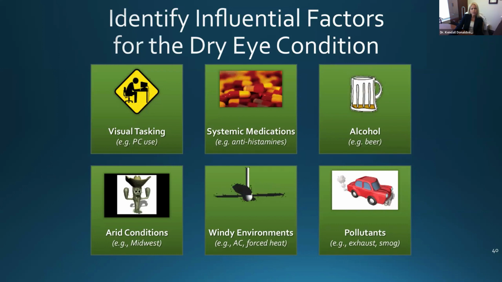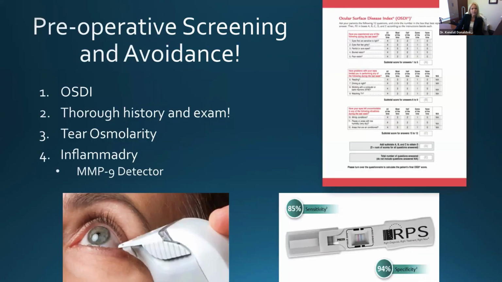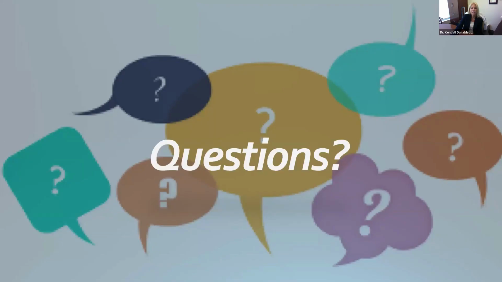We also have to help patients identify the influential factors for their dry eye condition, whether they sit at a computer all day or other things listed here that can really affect the ocular surface. So this is how we do our screening here in our office. Again, just be consistent, find a way that works in your practice and get your technicians on board so everyone's doing the same thing. So let's stop.